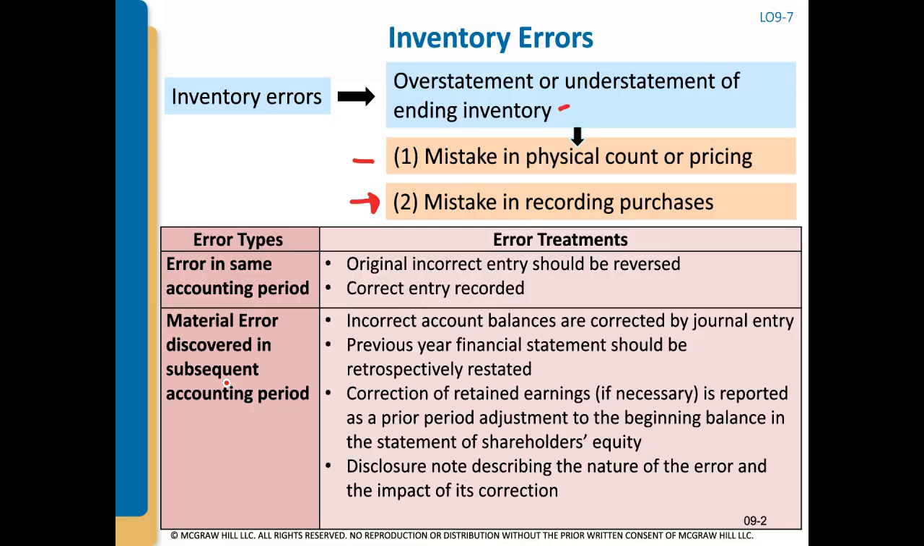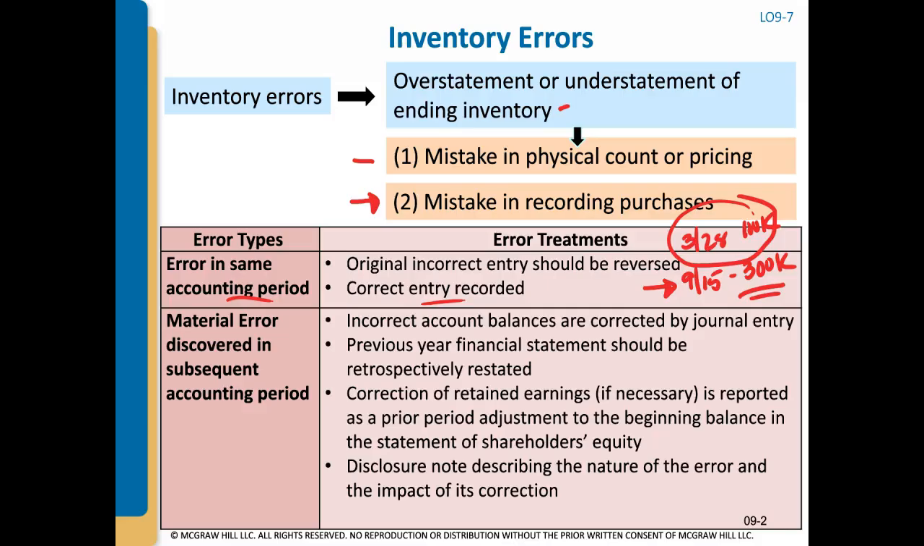So we look at the error types. If an error was made in the same accounting period, let's just say on March 28th, I recorded ending inventory at 100,000, and then on September 15th, I discovered, oops, that should have been 300,000. Then when I discovered the error, I would reverse whatever entry I recorded, and then book a new entry. So if it's in the same accounting period, you just reverse one entry and rebook the correct one. That one's sort of easy.